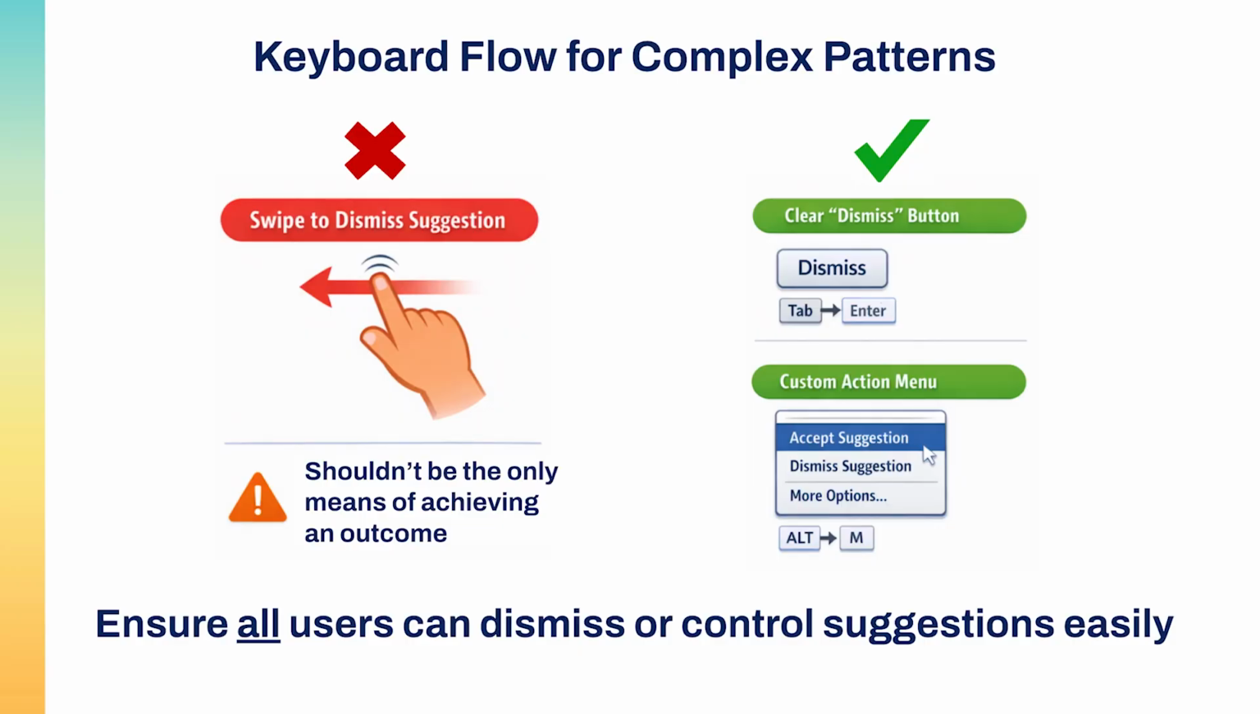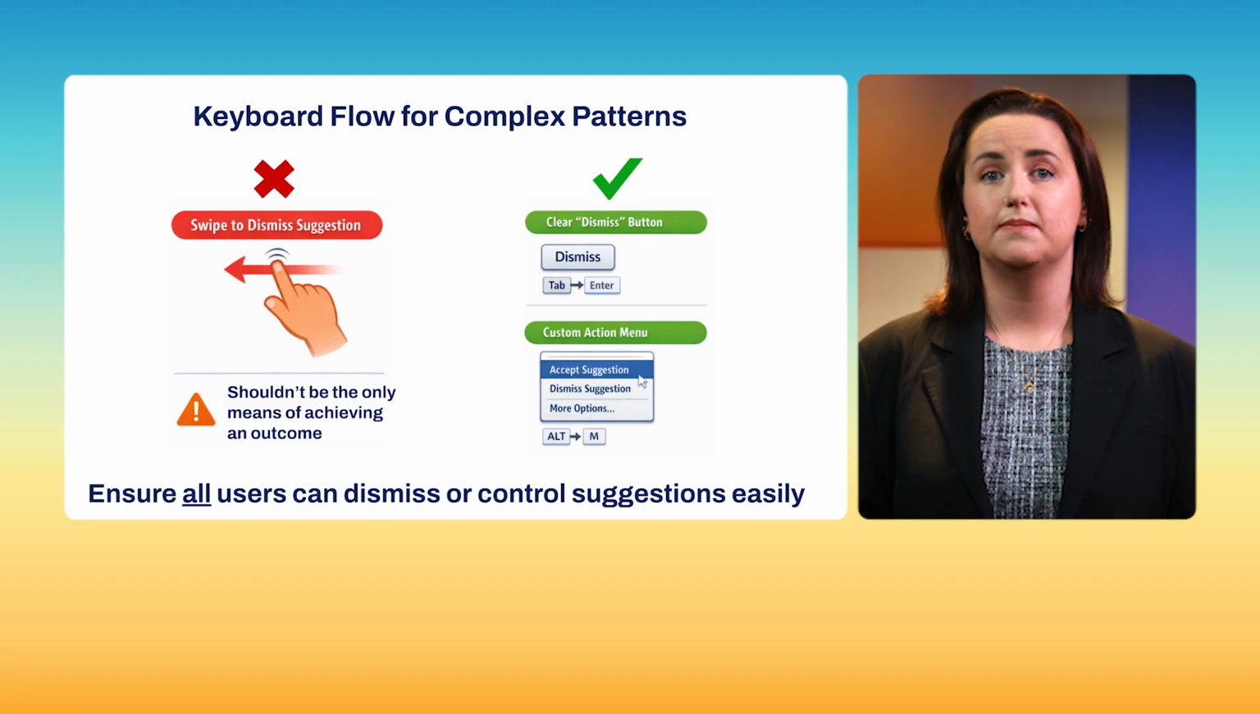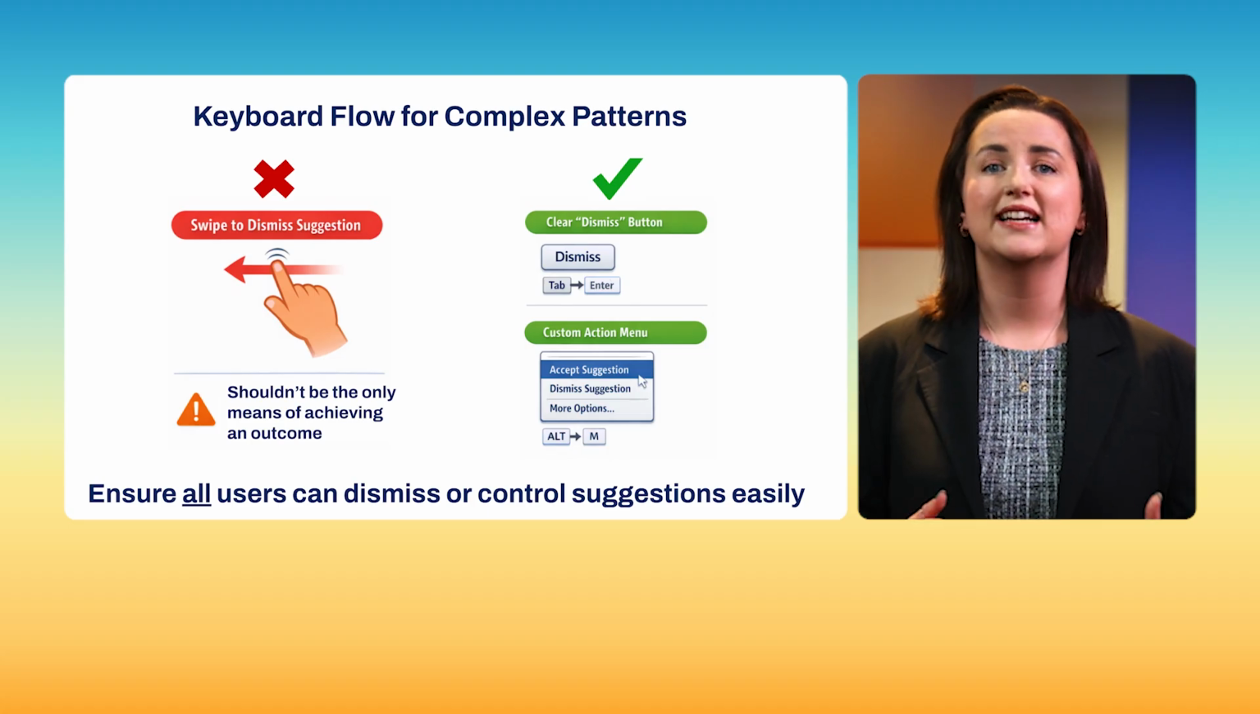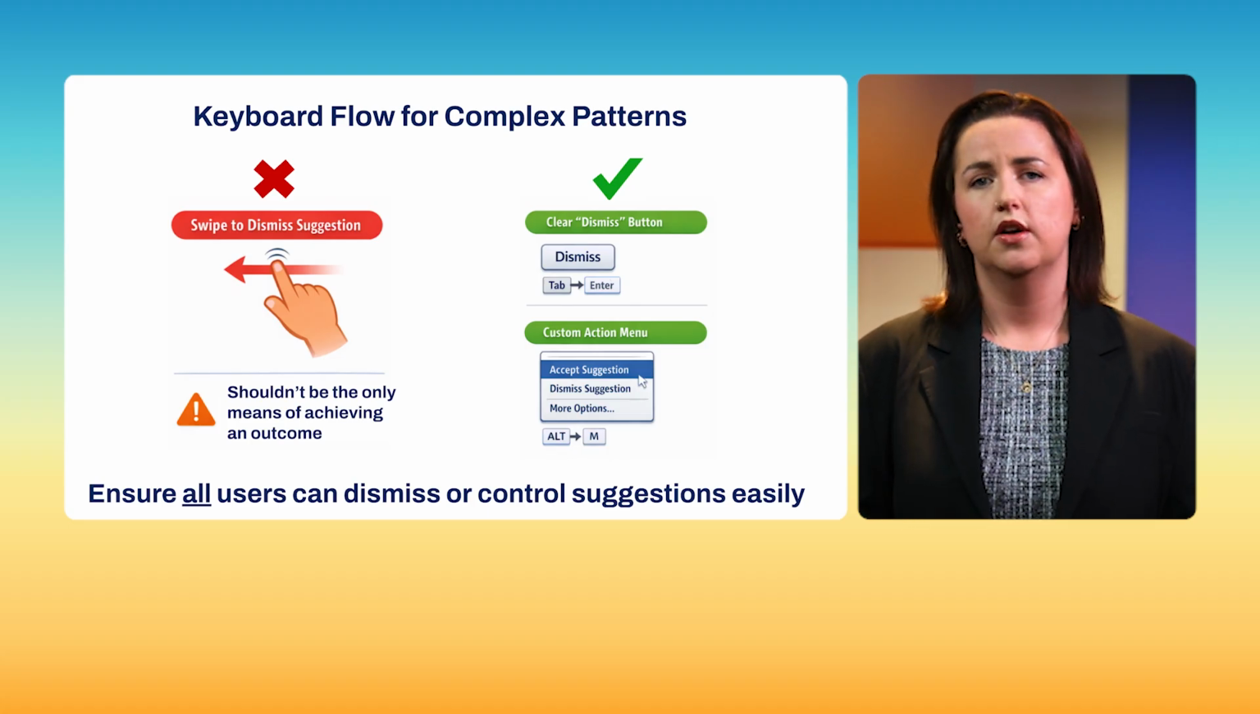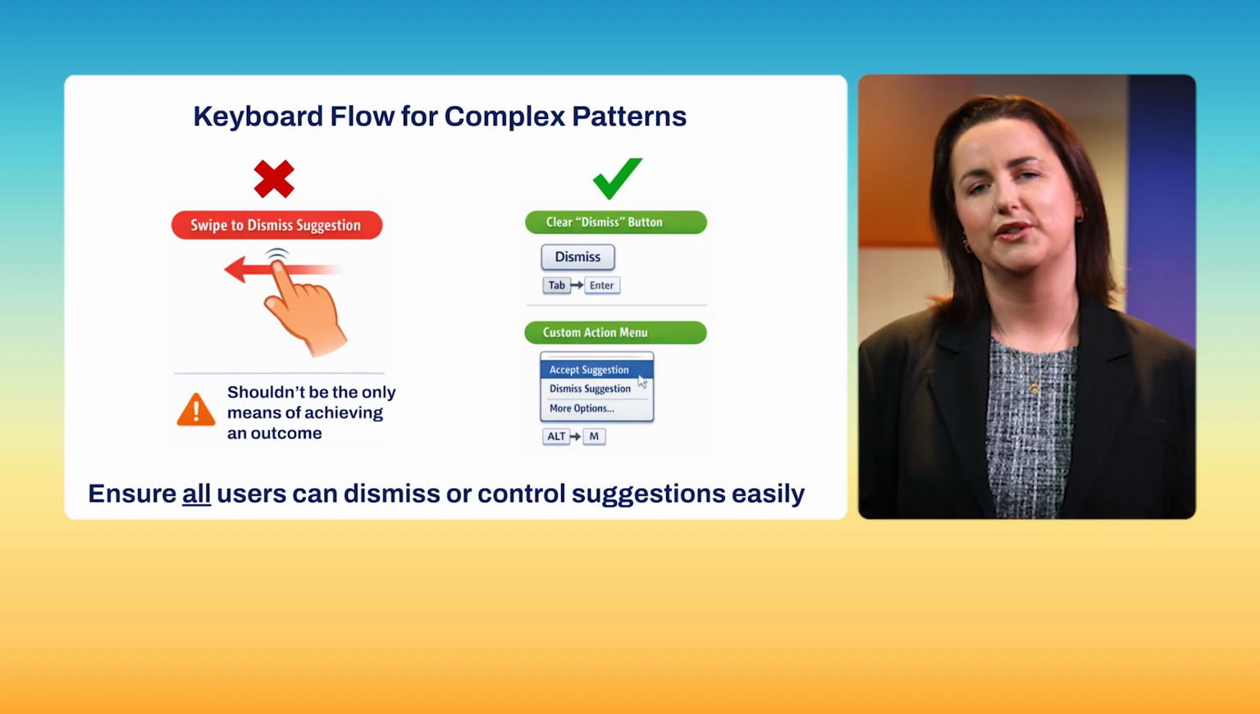Next is keyboard accessibility. AI features often rely on modern touch gestures like swipes or long presses. However, we must document single pointer alternatives. Not all users can swipe to dismiss an AI suggestion, so there must be a clear keyboard accessible button or a custom action menu to achieve the same result.